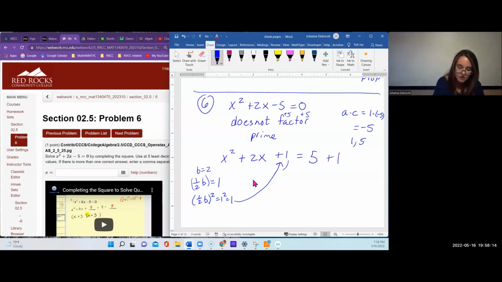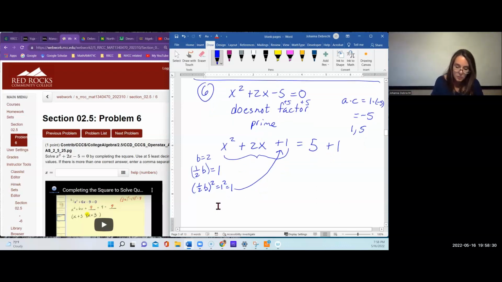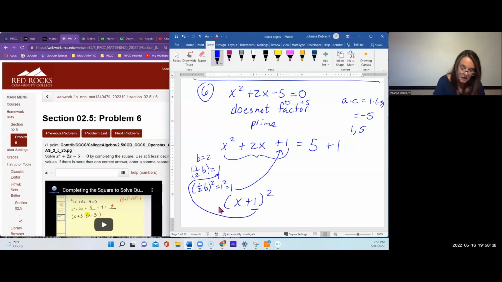Now I factor this trinomial. This will always be a perfect square trinomial if you've done it correctly. It will always factor, and the number that you get inside the binomial will be half of the middle term coefficient. So what we end up with is x plus 1 quantity squared, where this 1 comes from this 1. What we have on the right side is 6.